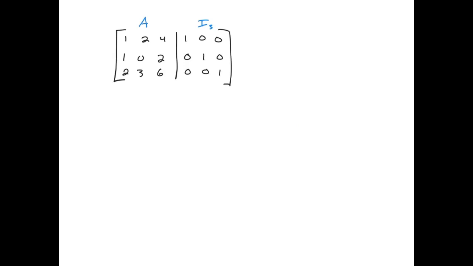Okay, here you see my augmented matrix with A on the left and the identity on the right. So we're going to work with the left side and get it into reduced row echelon form. The first thing I'm going to do is multiply this row by -2 and add it to the third row. When I multiply through, I get -2, 0, -4, and then 0, -2, 0.